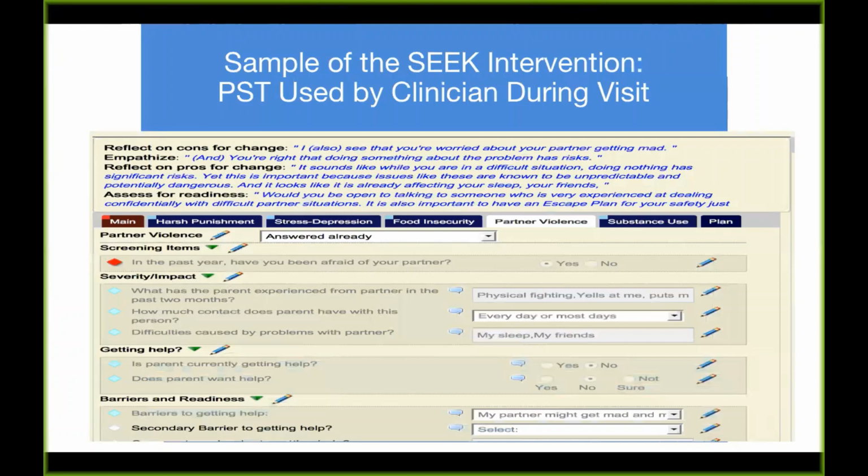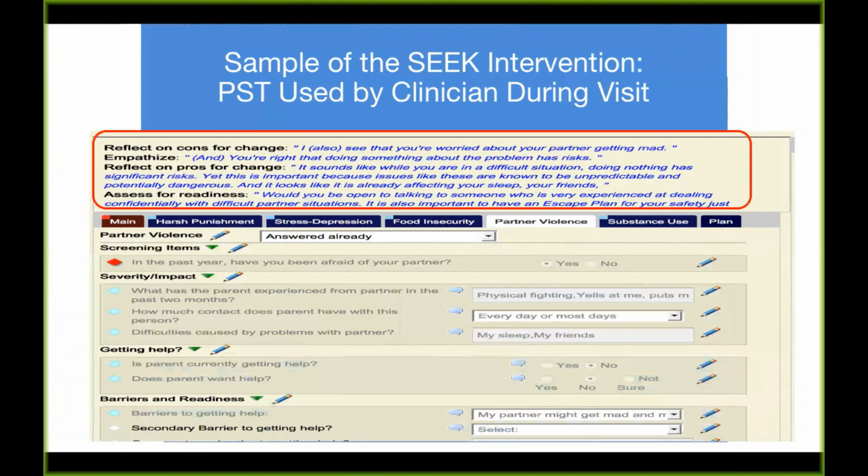So here we are now. The clinician is now logged in, and at the top of the screen here, you can see the outline of a motivational interview, which includes reflecting on reasons not to change, empathizing, reflecting on reasons to change, and assessing readiness for change. But in this case, it's actually pre-populated by the exact things that the parent said.